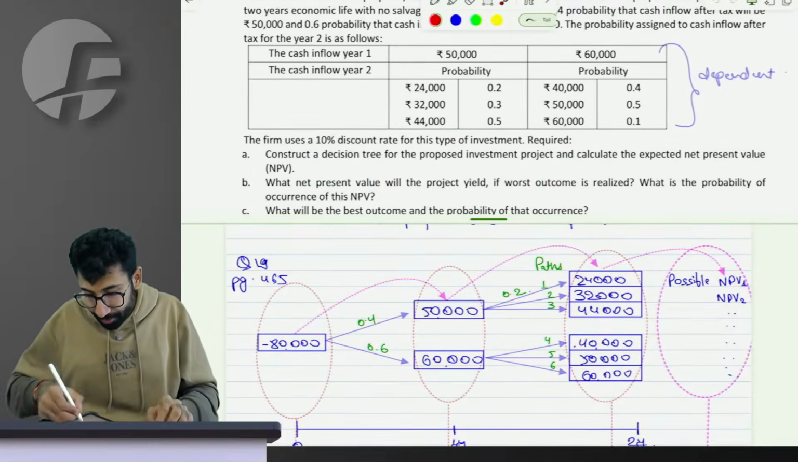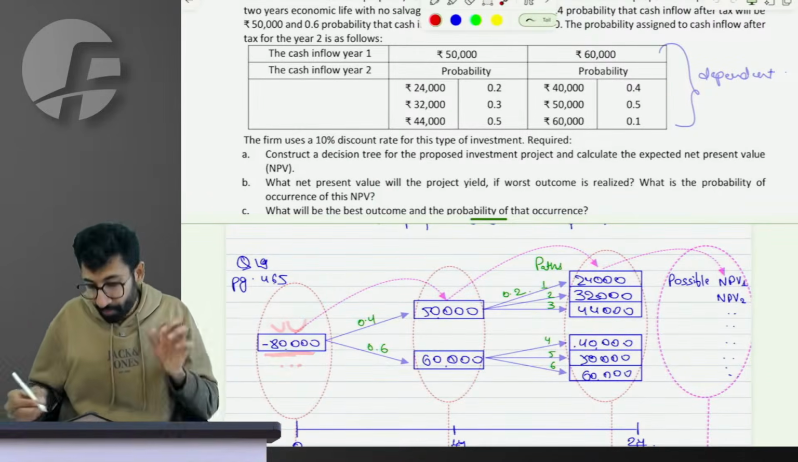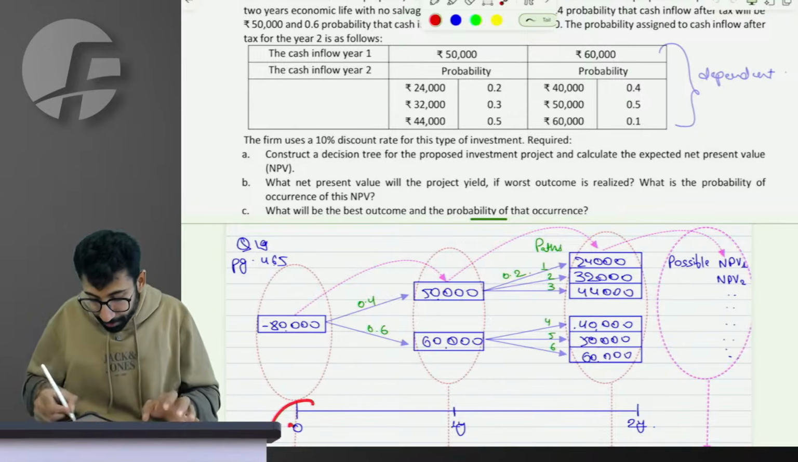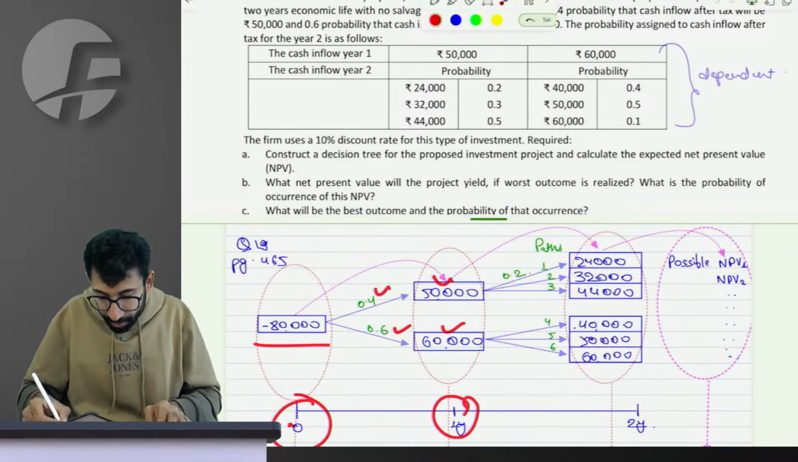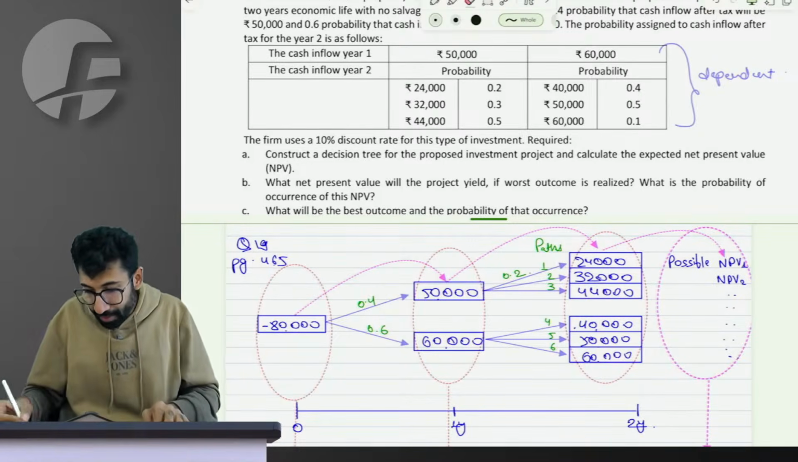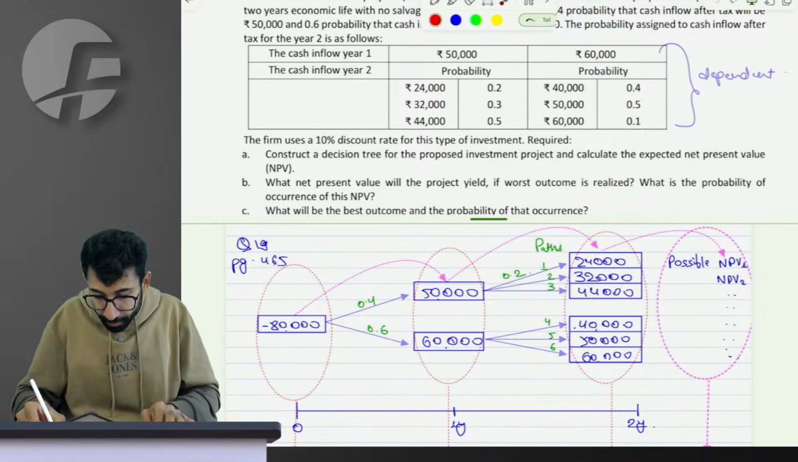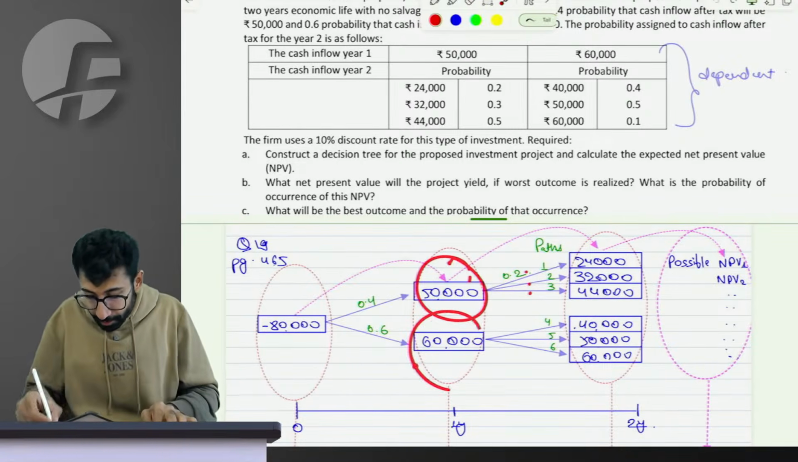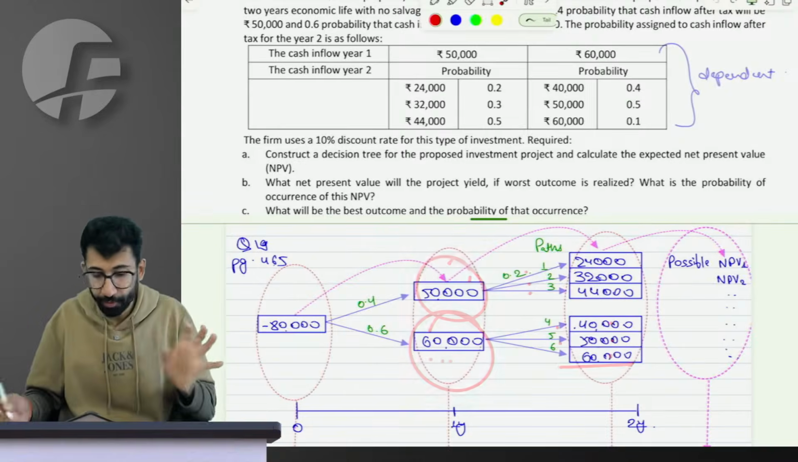This is what I have constructed as the decision tree. 80,000 is the initial outflow today. In year 1, feel the timeline. Year 0, 80,000 initial outflow. Year 1, 40 and 60% chance of the cash flow being 50 and 60. And in year 2, 24, 32 and 44 will be the cash flow with these probabilities in case of this cash flow. Similarly, in year 1, if it is 60, then in year 2 it will be 40, 50 and 60 with these cash flows.